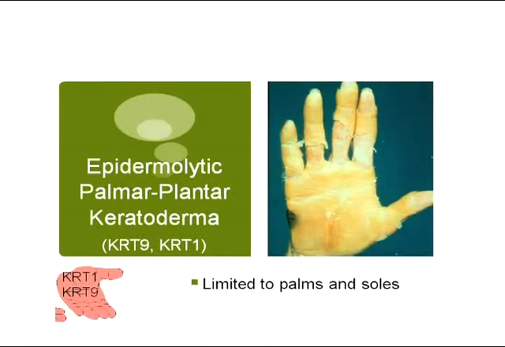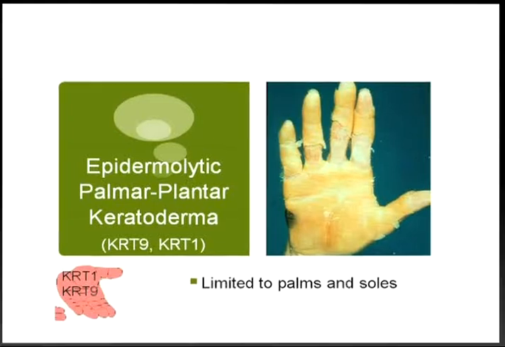Similar to keratin 1 is also the expression pattern of keratin 9, so you see keratin 9 on palms and soles. But since this keratin is not found anywhere else on the body, you don't have any other locations that are affected, so only the skin of palms and soles is affected.